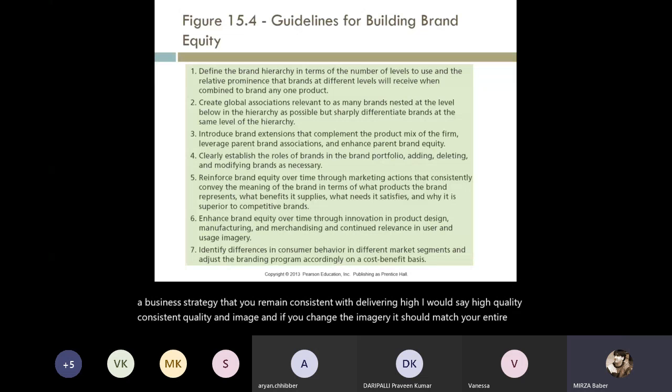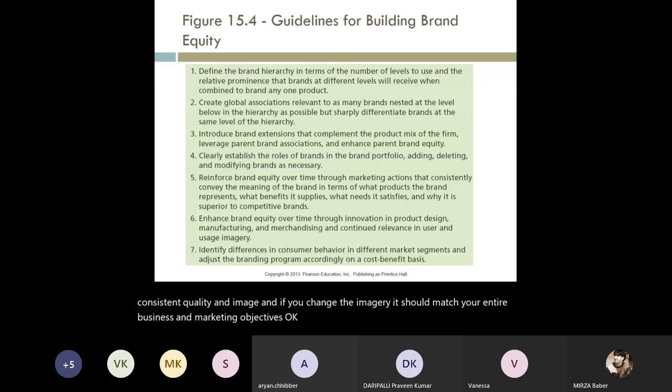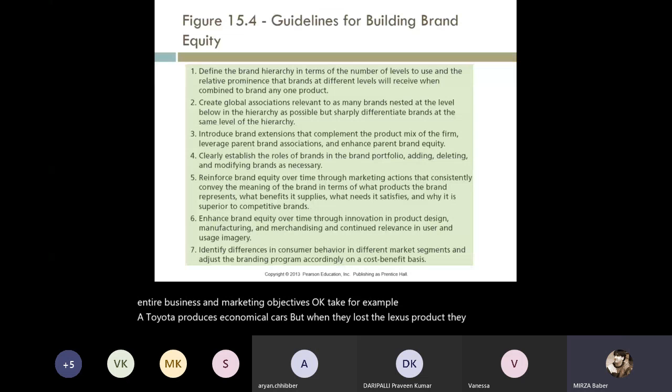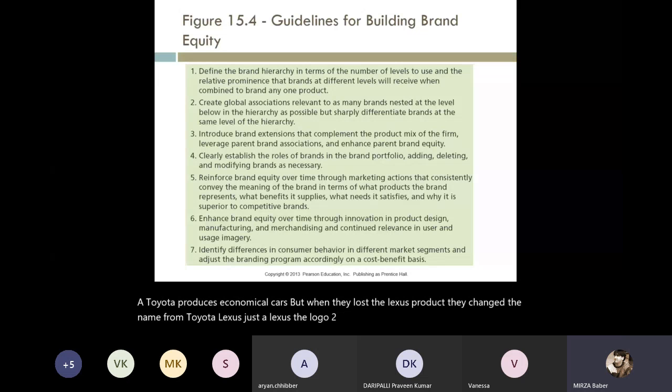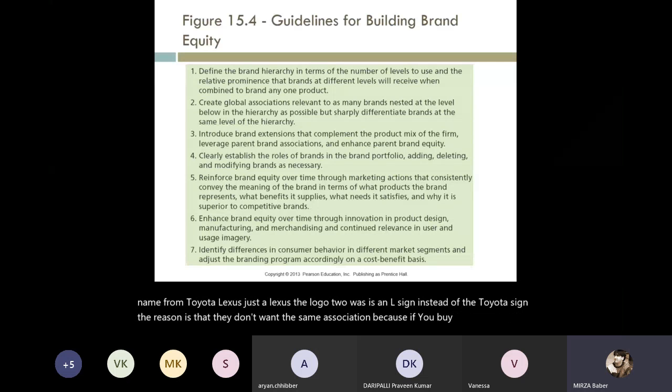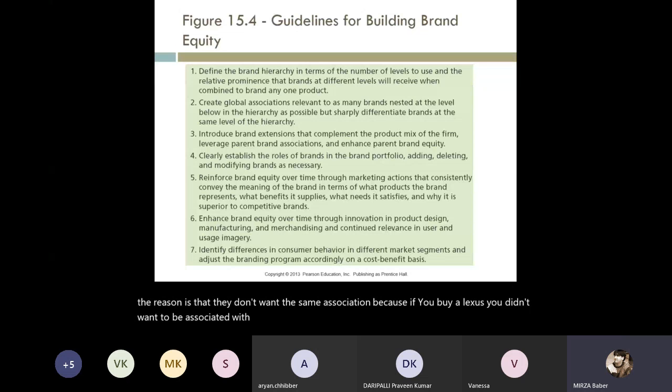Okay. Take, for example, Toyota produces economical cars, but when they launched the Lexus product, they changed the name from Toyota Lexus to just Lexus. The logo too is an L sign instead of the Toyota sign. The reason is that they didn't want the same association, because if you buy a Lexus, you didn't want to be associated with Toyota. Even though everyone knows that Lexus is created by Toyota, they made it an entirely separate division to remove that sort of association of, I would say, affordability and more of sporty luxury car coming from Japan.